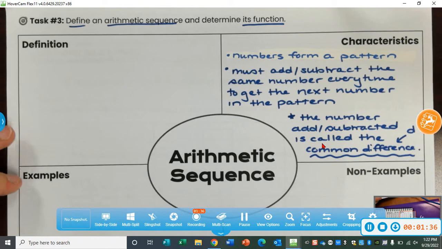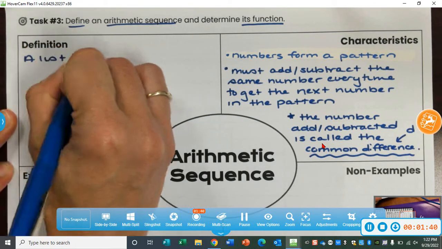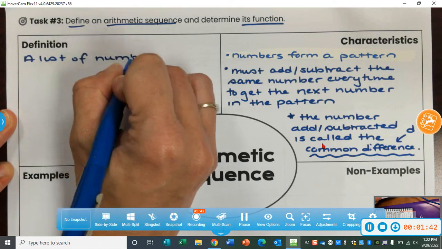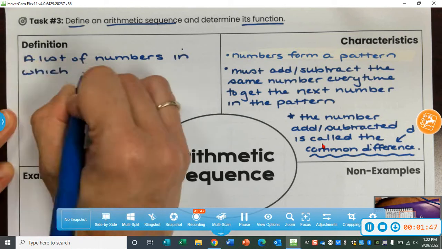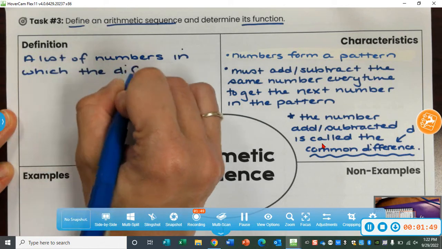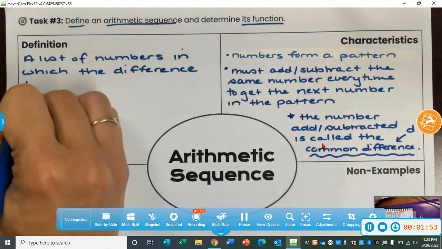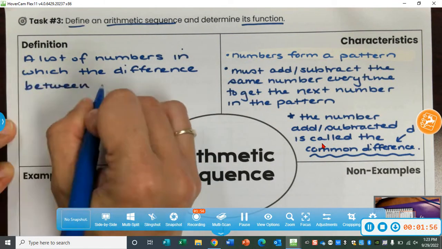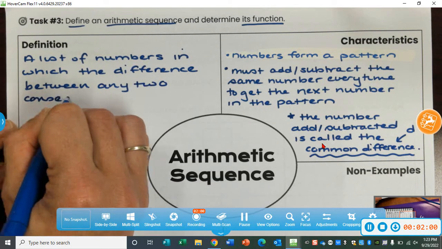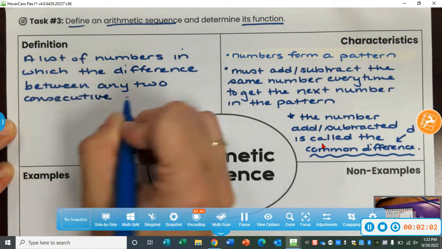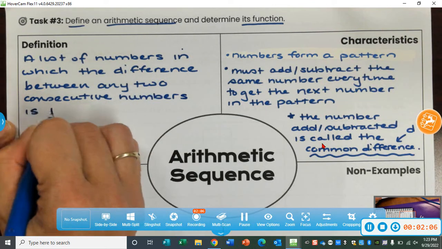So a formal definition for this would be a list of numbers in which the difference between any two consecutive numbers is the same.